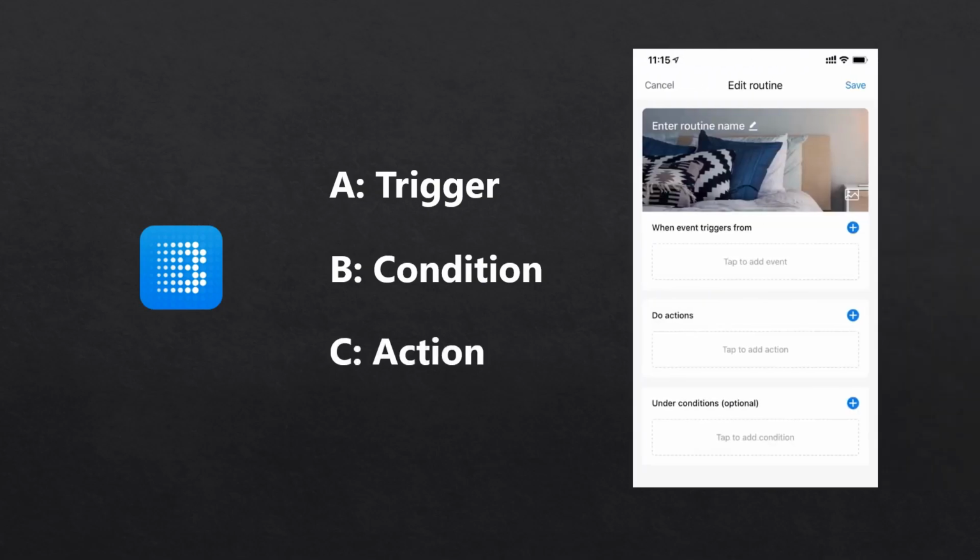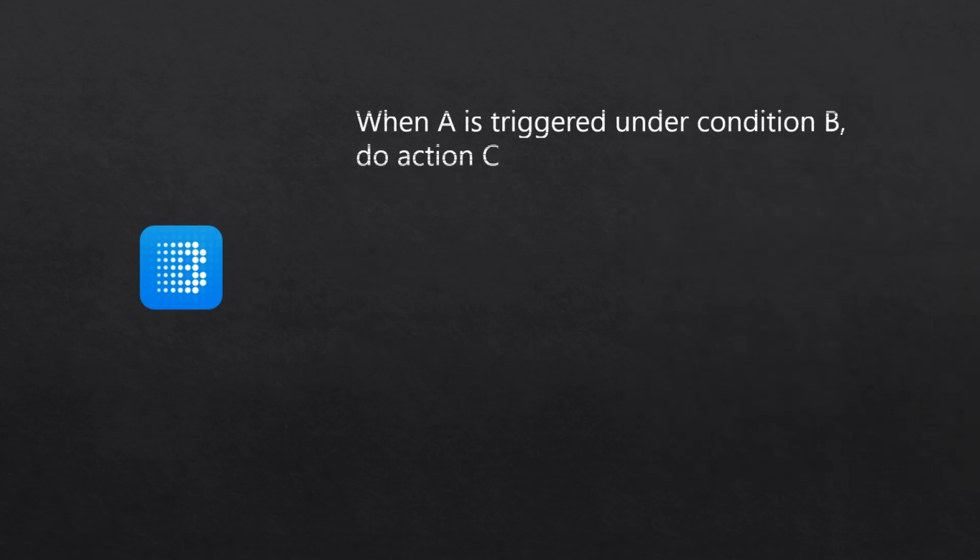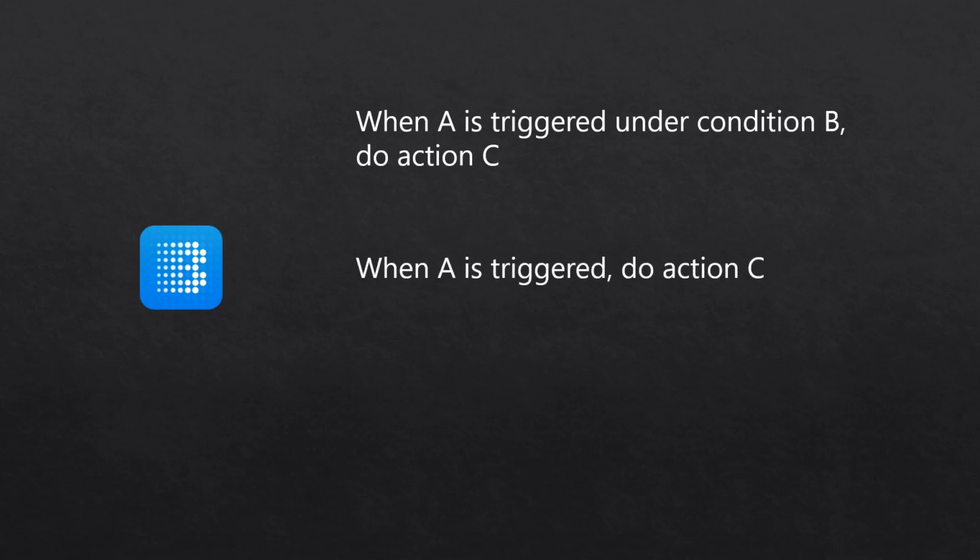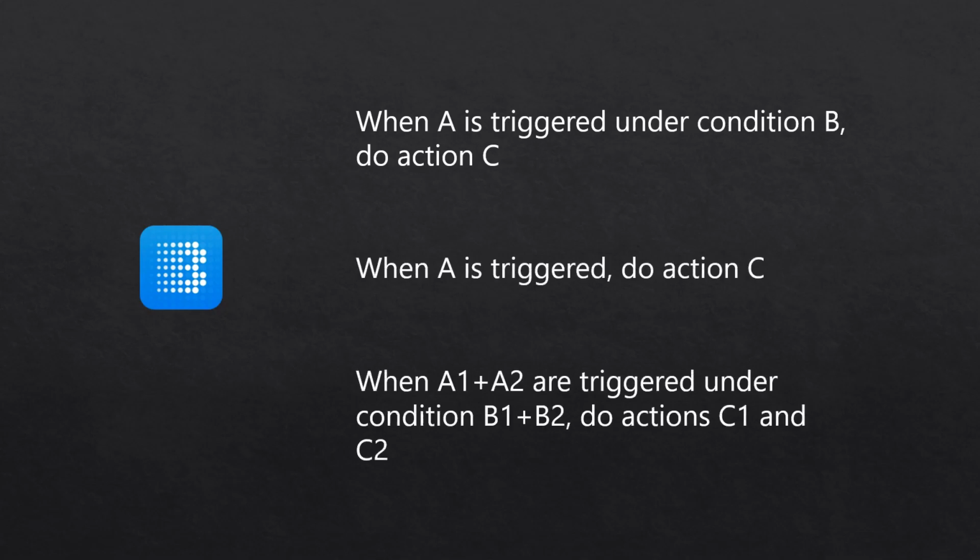In BroadLink app, a routine consists of 3 parts: triggers, actions, and conditions. So, you can set up a routine like when A is triggered under condition B, do action C. Here the trigger and action are mandatory, and condition is optional. You can also make it as when A is triggered, do action C. You can also add multiple triggers, actions or conditions. Like when A1 plus A2 are triggered under condition B1 plus B2, do actions C1 and C2. It is very flexible and easy to use.